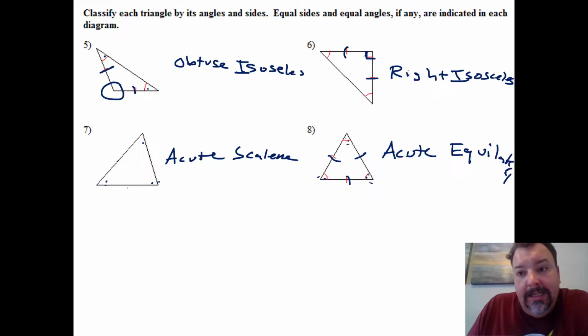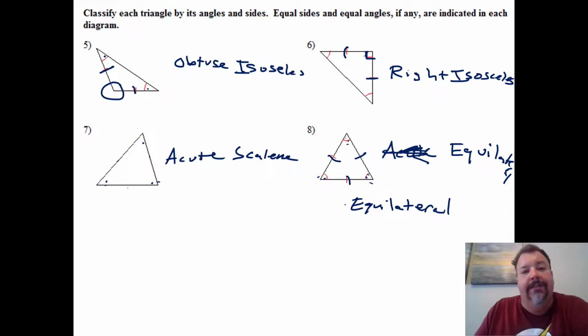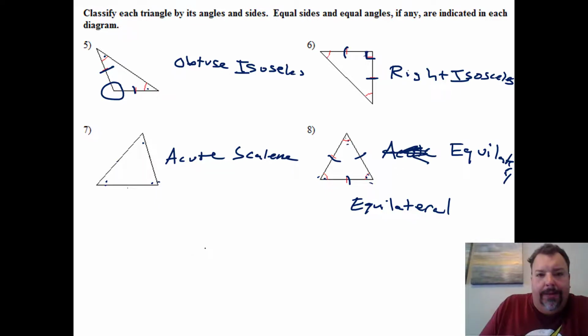Now, that's kind of redundant because if it's equilateral, it has to be acute. So sometimes it might just say equilateral. And you know, obviously, that an equilateral triangle is going to be acute. So you might not see the word acute in front of it, because for it to be equilateral, it has to be acute.